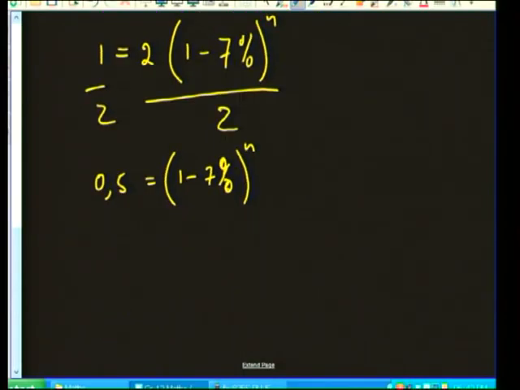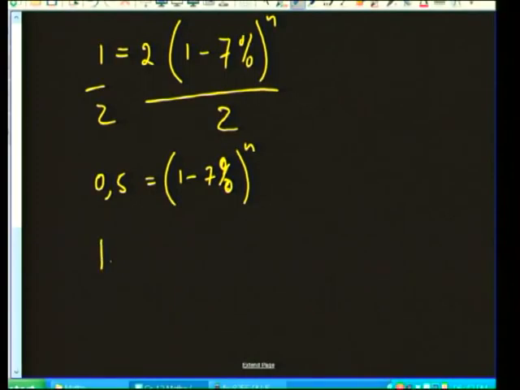Now, I got 3 different ways of doing it. One, I'm going to use logs. One, I'm going to use trial and error. And one, I'm going to show you the table method on the Casio calculator. We know with logs, the base stays the base and the other two swap over. So I could write this as log base 1 minus 7.5% of 0.5 is equal to n.